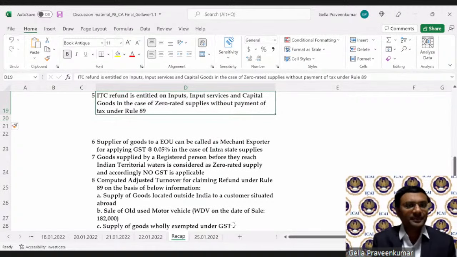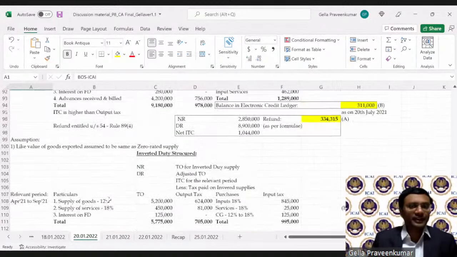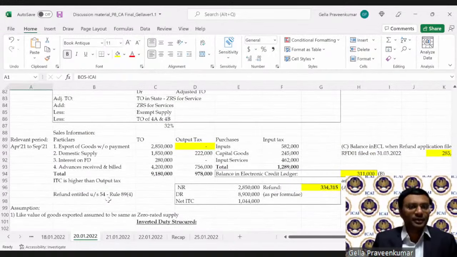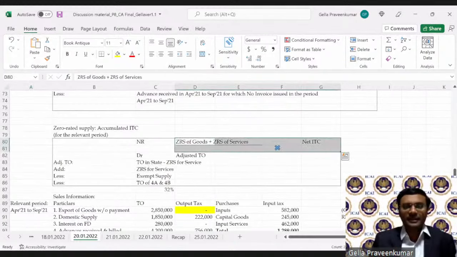ITC refund is entitled on input services and capital goods in the case of zero-rated supplies without payment of tax, that is IGST, under Rule 89. So here we have been tested with a formula which we have used in relation to refund. If we travel to our discussion on refund, there's a formula we have used, right? So what is the formula? Let me just enlarge the file.